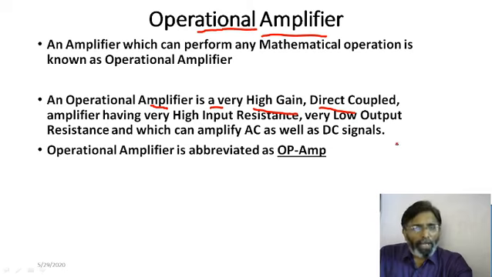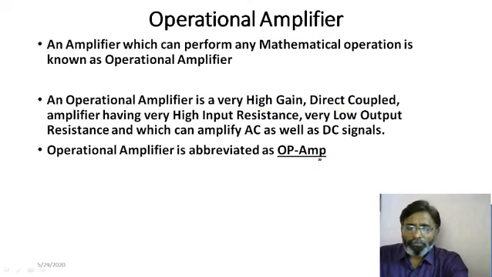It has a very high gain, it uses direct coupling, it has very high input resistance and very low output resistance, and it can amplify AC as well as DC signals. So, that is an operational amplifier. Now, this operational amplifier is a long name, so to make it easier to use the name of this particular device again and again, it is abbreviated, or we use its short form, that is the op-amp. So, henceforth we will be using this short form, op-amp.